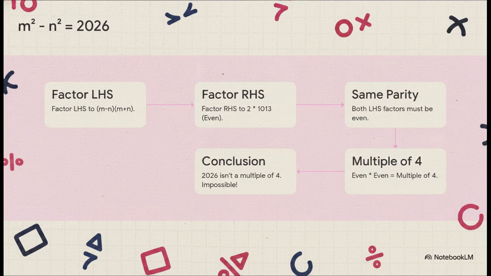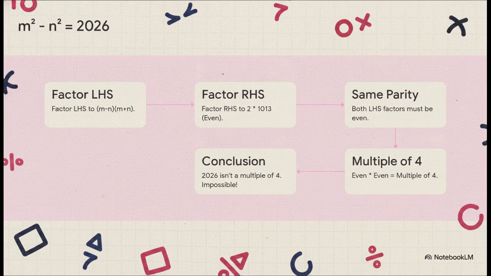m squared minus n squared equals 2026. The question is, do integers exist that actually make this true? Well, first, we factor the left side to get (m minus n) times (m plus n). Next, look over at the right side, 2026. That is an even number.